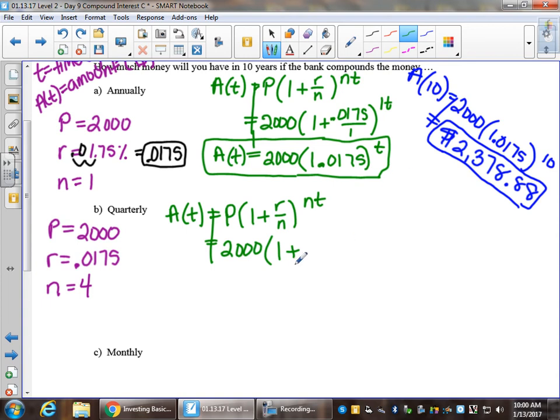So 1 plus 0.0175 divided by 4, good, raised to the 4t. Because originally, the question was, where's 4t coming from? In my model, it's nt. So if n is now 4, this becomes 4t. In your calculators, please do 1 plus 0.0175 divided by 4.